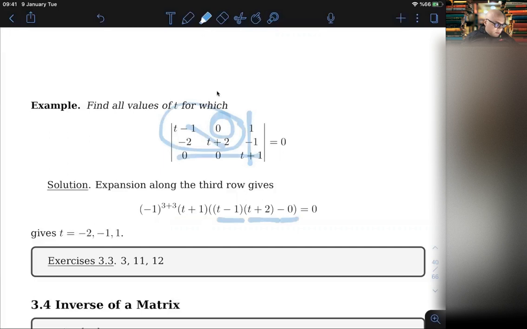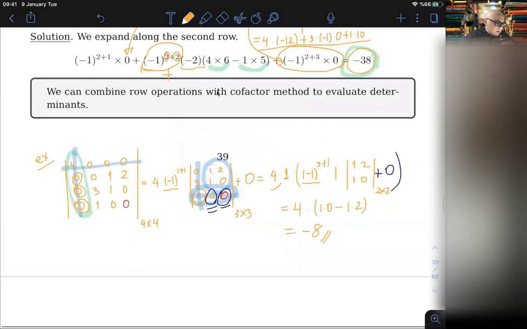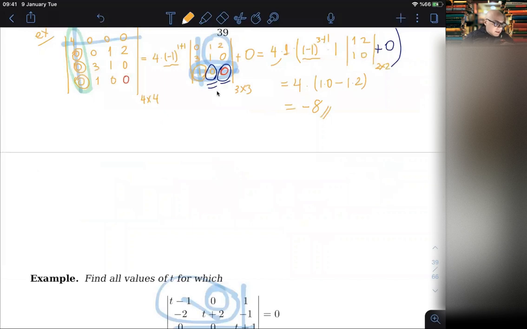So if I do this, the answer is t plus 1 times t minus 1 times t plus 2 equals 0. So the solution is this. Let me give you an example regarding this remark. I said that we can combine row operations with cofactor methods. So let's recall the row operations as well.